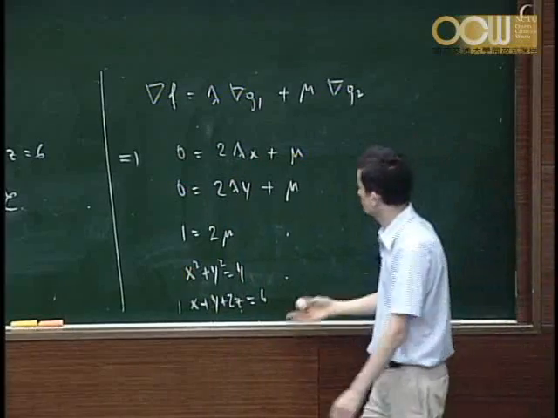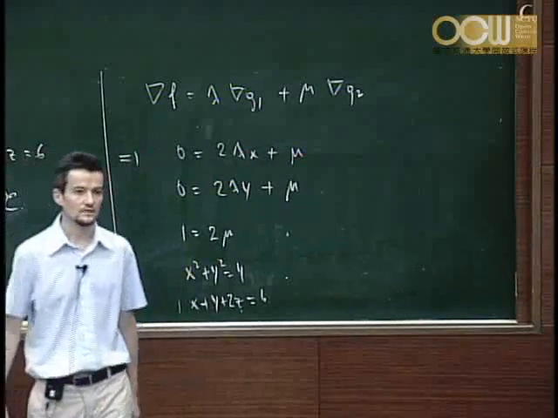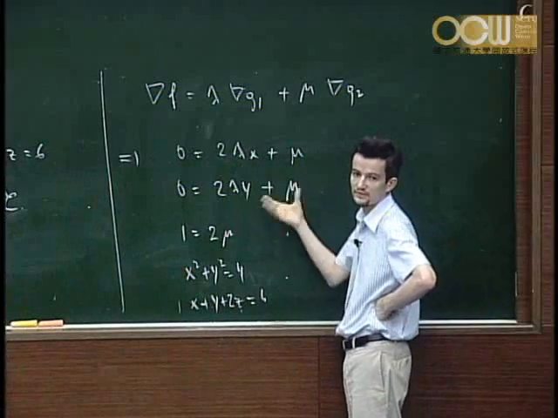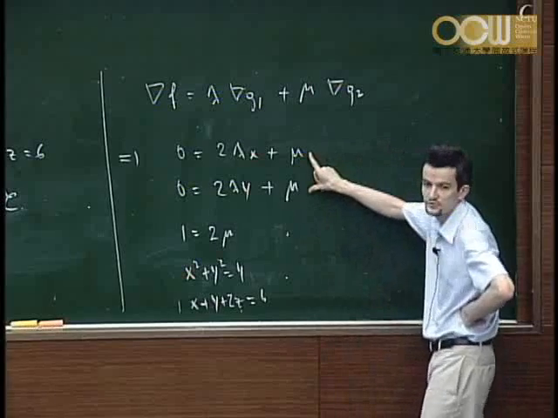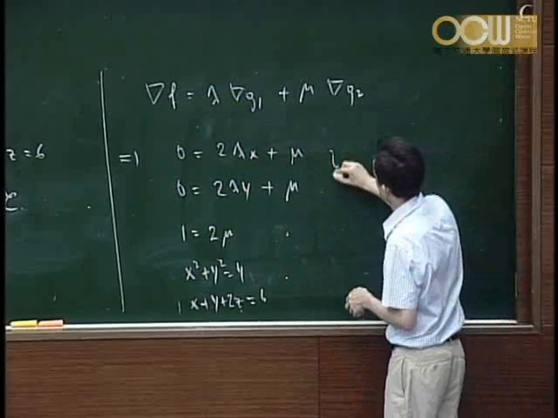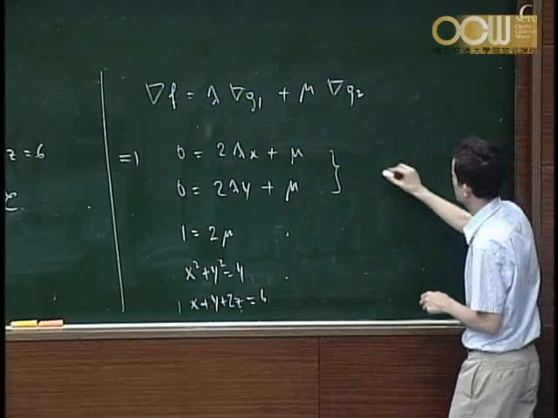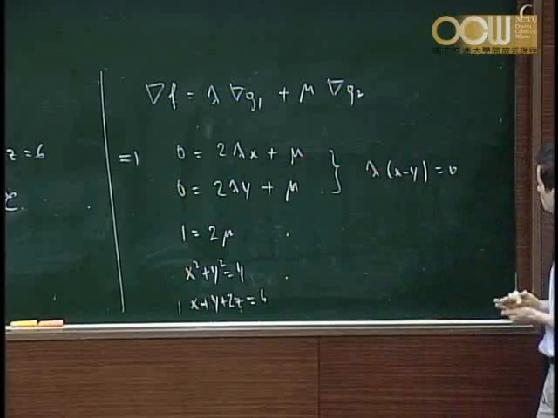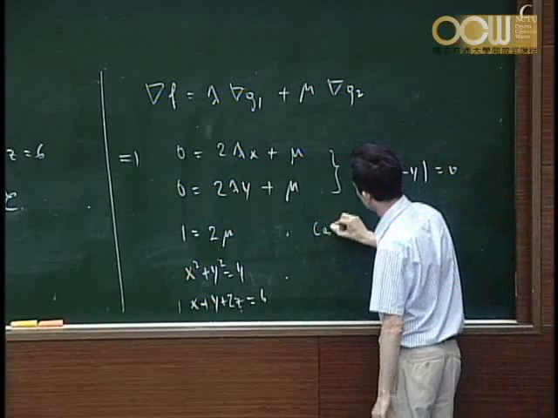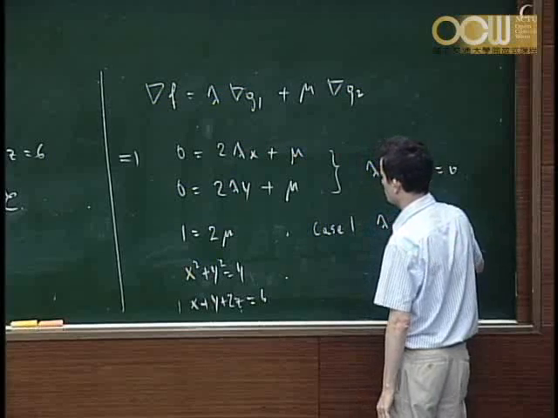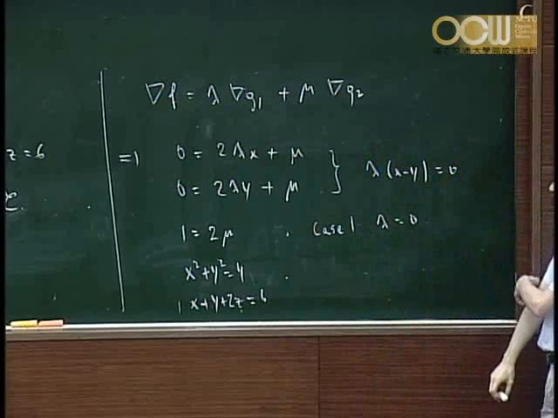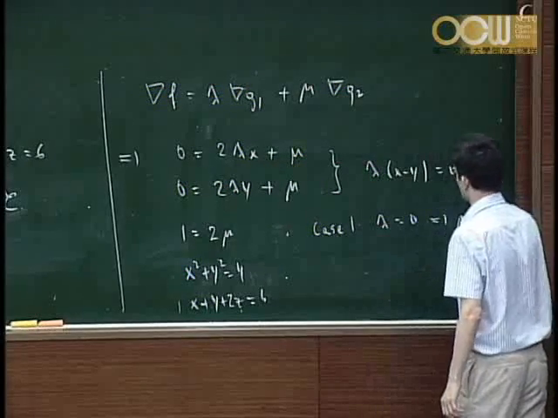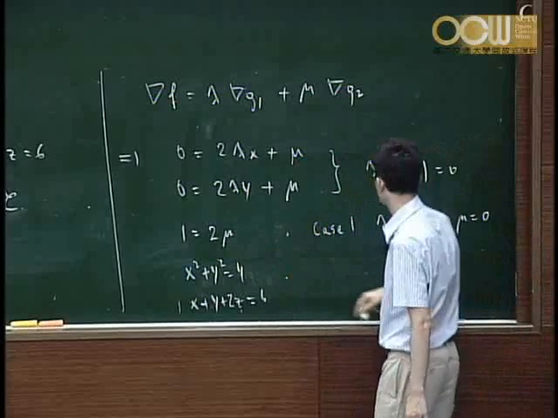Now, you see, of course, there are different ways to solve something like this. You could first solve for mu, plug this in here, and then express lambda. But it's much better to subtract those two. Because if you subtract those two, what do you get? You get lambda times (x minus y) is equal to 0. Okay, so this will give you 2 cases. So case 1, lambda is equal to 0. Okay, but if lambda is equal to 0, this will imply that mu is equal to 0, but this violates this here. Okay, so this is not possible.